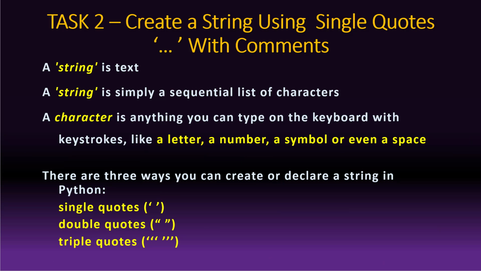Task 2. Create a string using single quotes with comments. A string is text. A string is simply a sequential list of characters. A character is anything that you can type on the keyboard with keystrokes, like a letter, a number, a symbol, or even a space. There are 3 ways you can create or declare a string in Python: using single quotes, double quotes, and triple quotes.